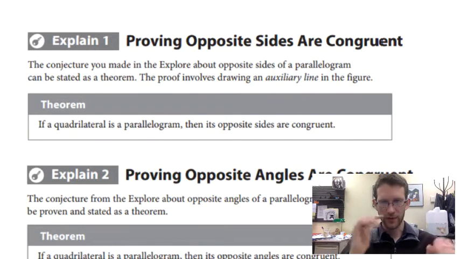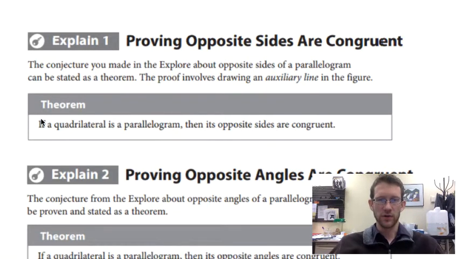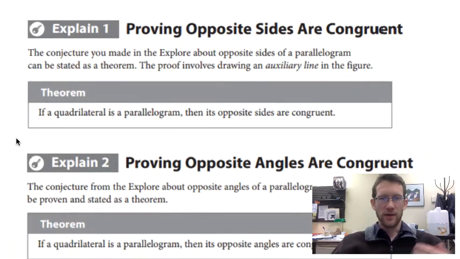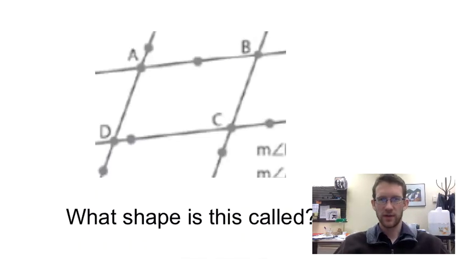9.1 deals with the properties of parallelograms, right? So what is a parallelogram? What's true about it? They're labeled as theorems, but they're just properties of parallelograms. So the first property is that opposite sides are congruent. If I have my parallelogram here, I can say that AD is congruent to BC, assuming I know this is a parallelogram, and AB is congruent to DC.